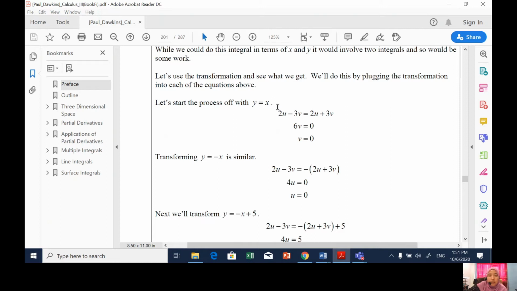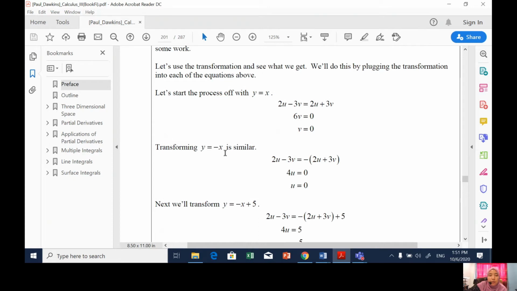Okay, so for the first equation, y equal to x, we have left hand side and right hand side using the transformation. Then we have v equal to 0. Okay, for y equal to negative x, we do similarly. So this is transformation by changing the variable. So we have u equal to 0.